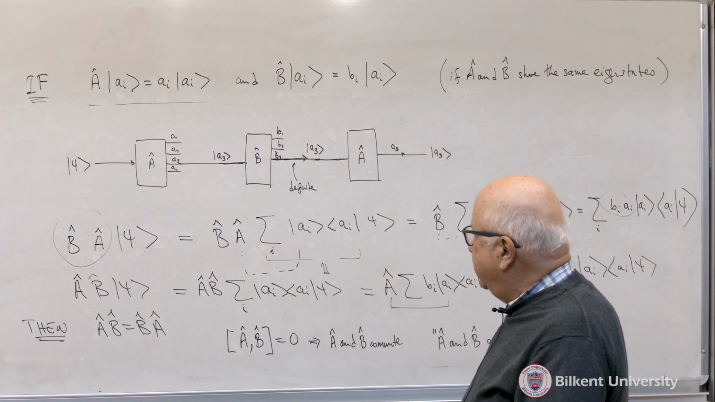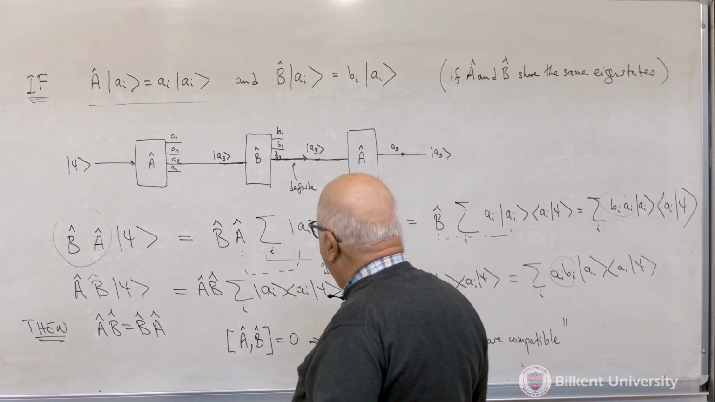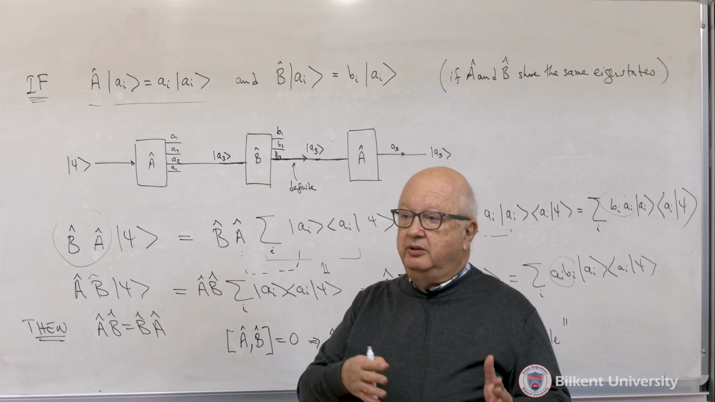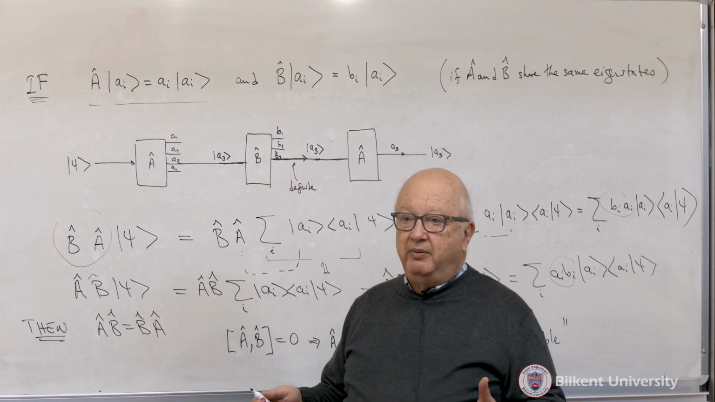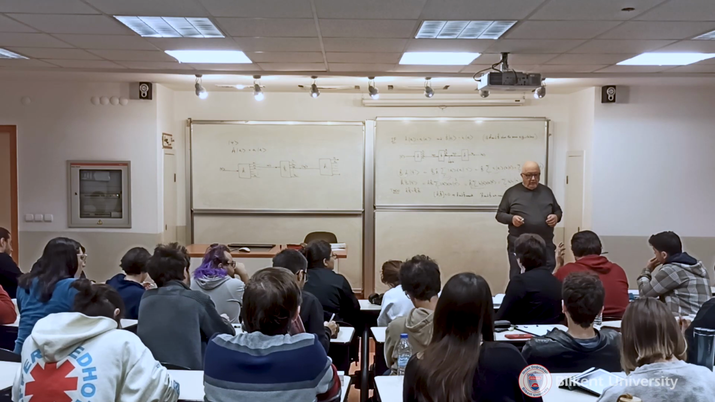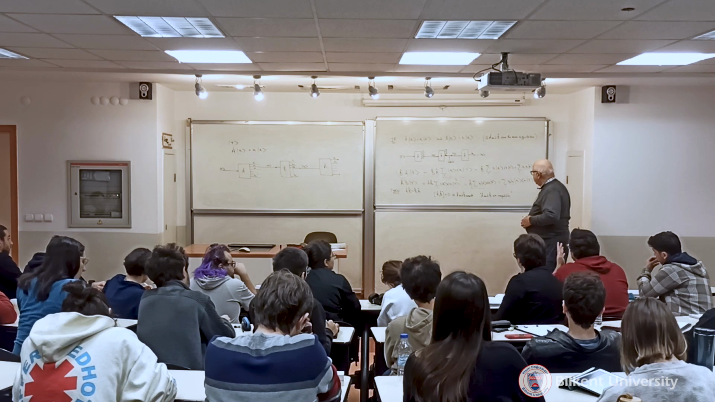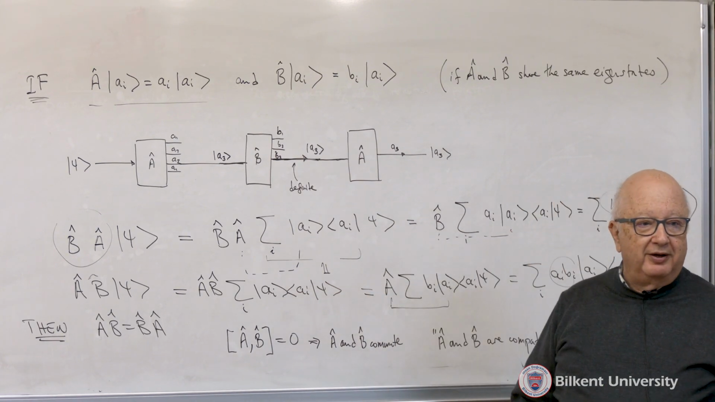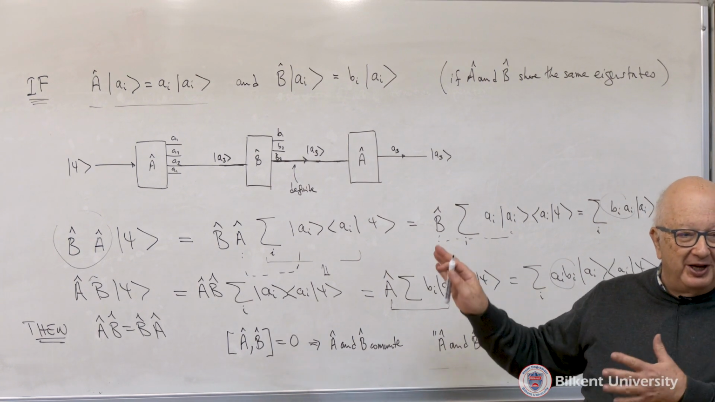If two operators commute, then they share the same sets of eigenvectors. So if something commutes with the Hamiltonian, what does that mean? That means the Hamiltonian and that operator share the same eigenvectors. Yes? So what do we mean by compatible? I understand commute, but what is compatible? Compatible is just the English word description for this case.